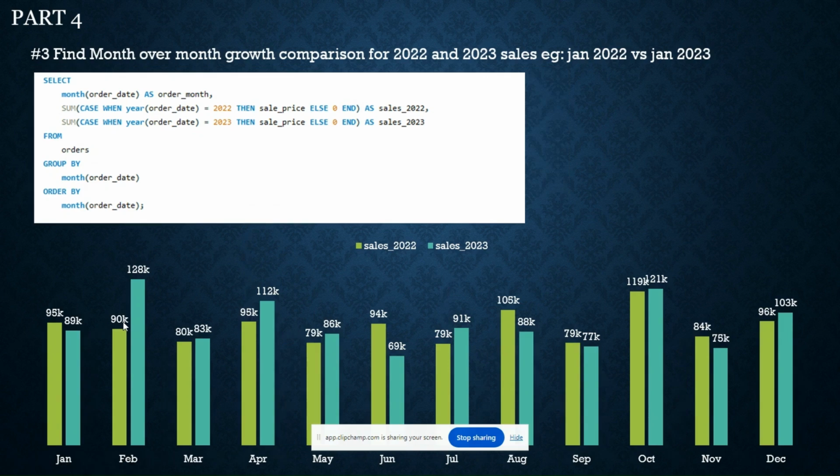Find month over month growth comparison for 2022 and 2023 sales. Example, January 2022 versus January 2023. This dataset consists of all the data for 2 years, 2022 and 2023. So this is the function that we have used. We have used the conditional function of case end.